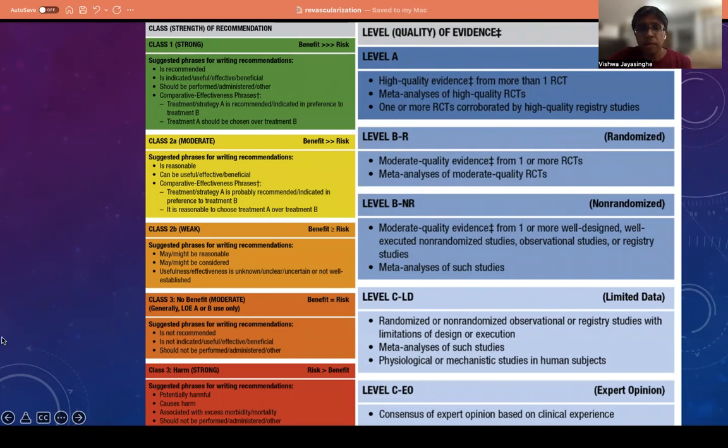The strength of recommendations are the same: class 1, class 2A, class 2B, class 3, and harmful. The quality of evidence is slightly different to what we are used to. We are used to level A, but they have levels A, B where level A is where there are randomized trials, and level B is where there is evidence, but there are no randomized trials. So there's a slight difference from what we are used to in our guidelines.